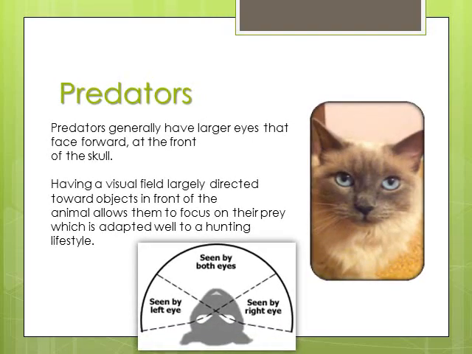A predator's visual field is different from that of prey. Generally, predators have larger eyes, forward-facing, and oriented at the front of the skull. Therefore, their visual fields are focused toward objects in front of the organism. This allows them to hone in on a specific object or target in front of them, ideal for hunting. You can see the field of vision from the diagram below.